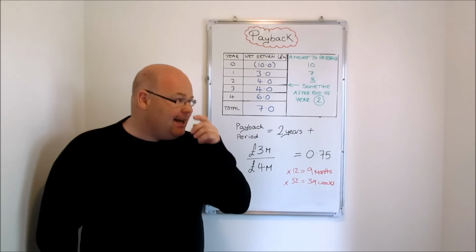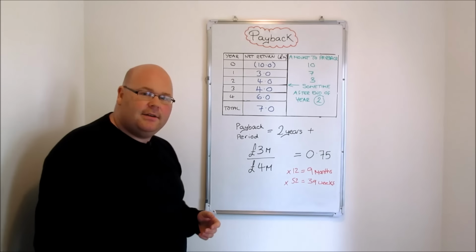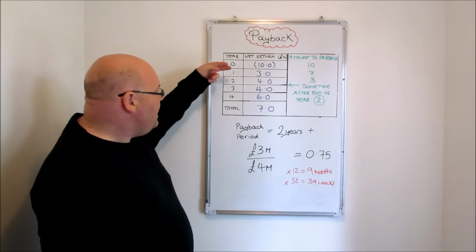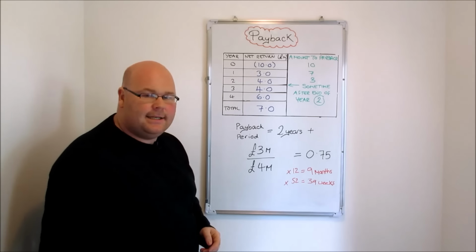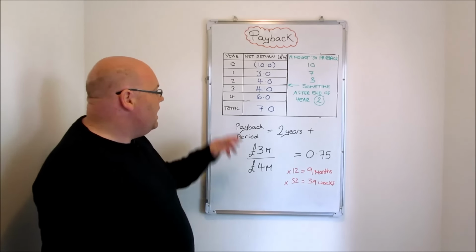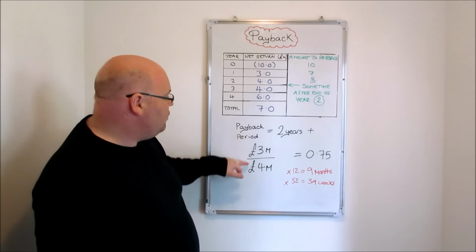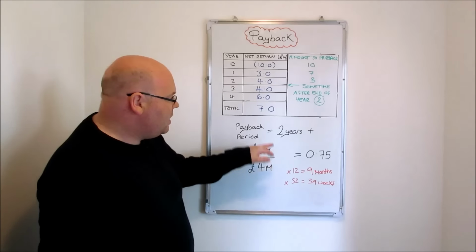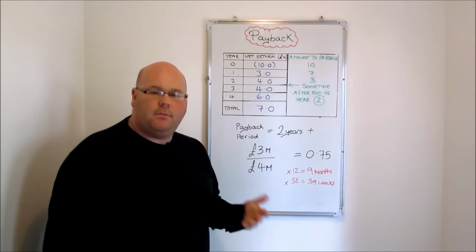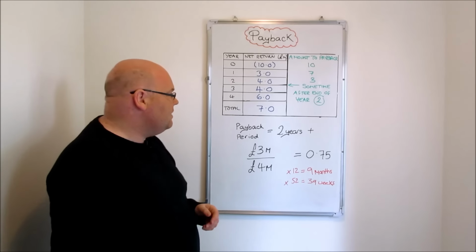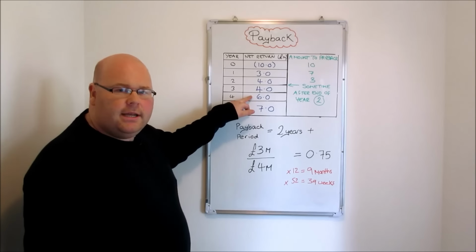If we have a look at the limitations of it, well, the limitations are actually staring us in the face on the board here. We counted through 2 full years to calculate the payback for this project, and we factored in the fact that it made £4 million during that third year, and it formed part of our equation to calculate exactly what proportion of the next year this project took to pay for itself. But have a look at year 4.